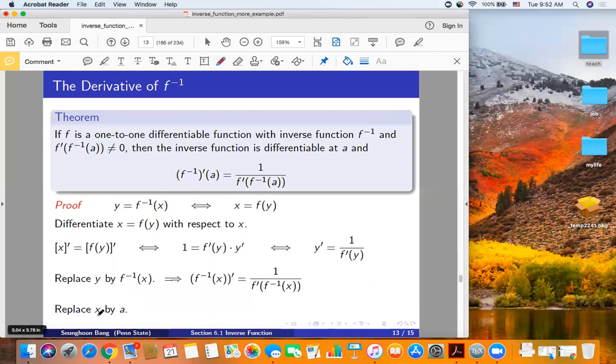Next, replace x by a. Replace x by a, change to a. So like this, so we have it. That's it. This result is exactly the same as this one. What's the idea? You can use the chain rule. The chain rule for finding the formula of the inverse function prime.